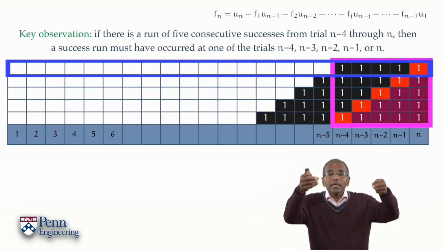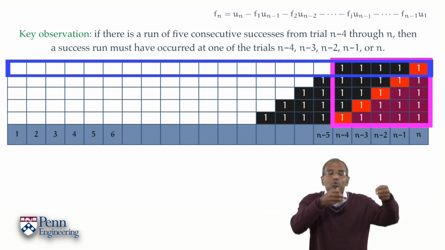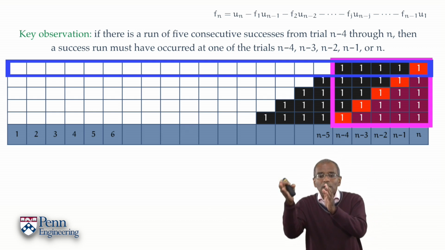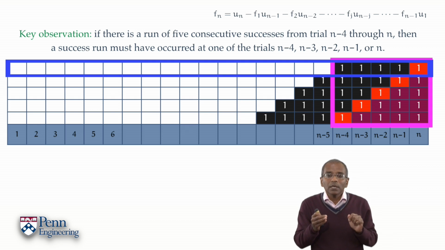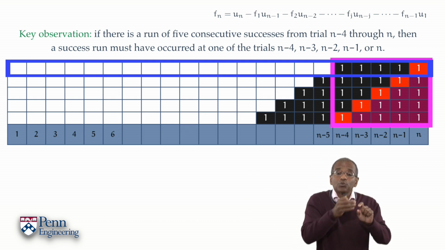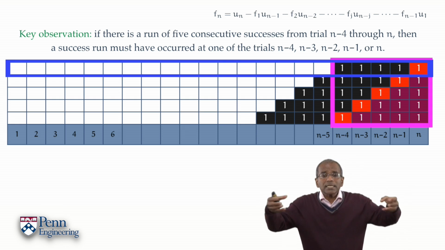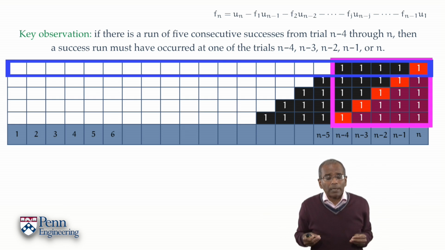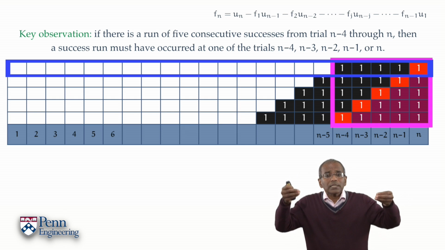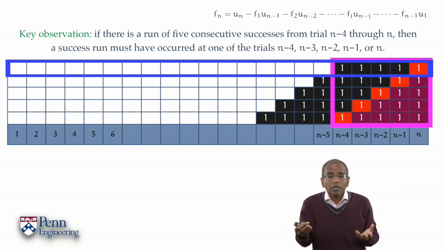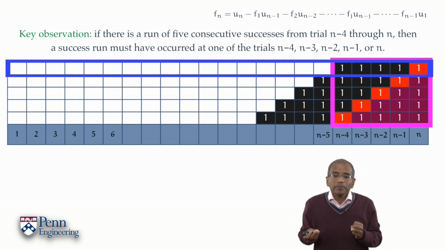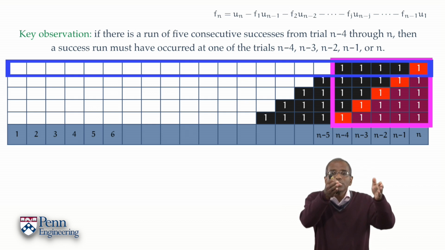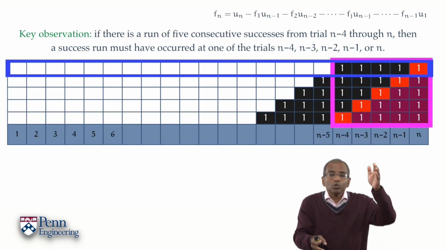Or this could be a string of 2 consecutive success runs. So you have one success run terminating at n-5, and then another success run immediately afterwards terminating at n. Or it could be a string of 3 consecutive success runs terminating at n. All these cases are folded into the first row on your table. And the probability of that, by convention, is what we call U sub n. The probability that there is a success run, first or subsequent, terminating at trial n. Here's one way in which you could get 5 ones in a row from trials n-4 through trial n.